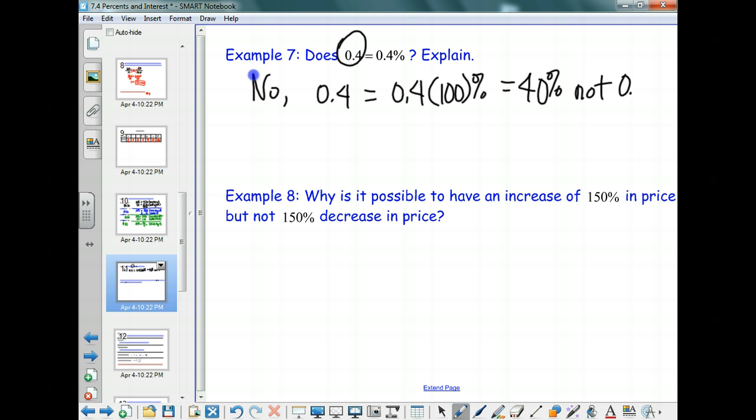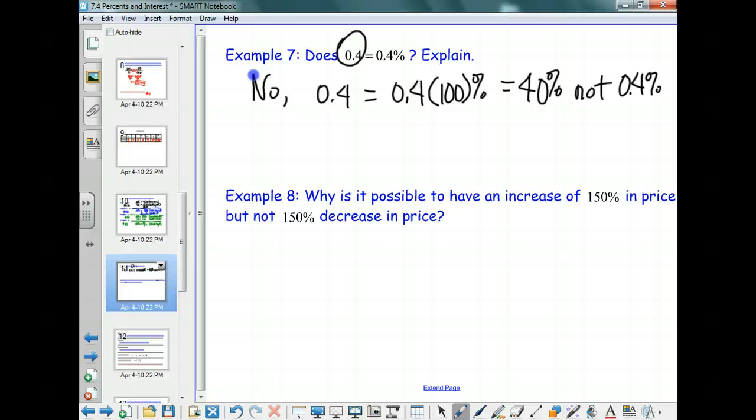not 0.4%. That'll work. I'm okay with that. You could also take the 0.4% and turn it into a number instead, right? And compare them, and that would work equally as well. All right, so let's talk about example 8.